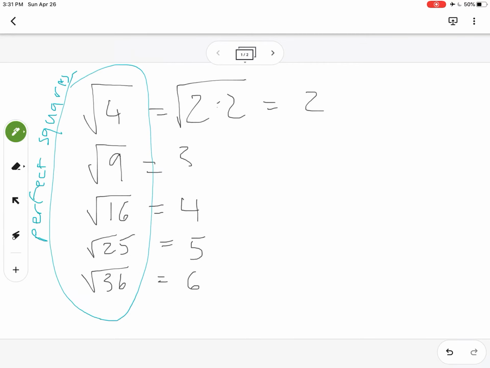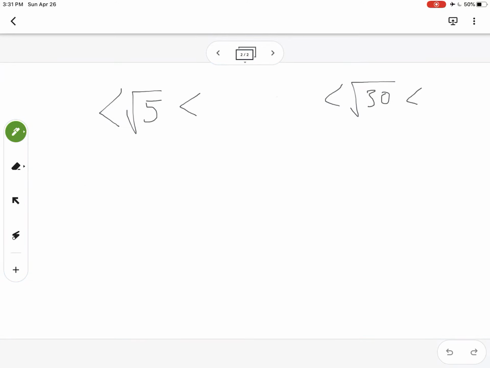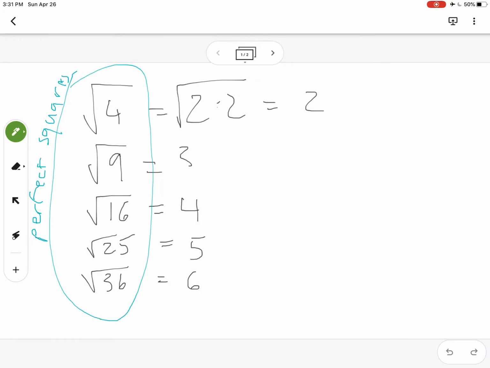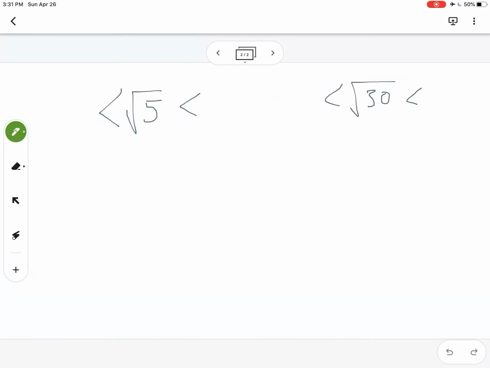So let's look at this next page here. On here I put some not perfect squares, so look at square root of 5. If we go back to this, square root of 5 is not in here, but we can figure out what it's between. It's bigger than 4, but it's smaller than 9. So somewhere in here we have the square root of 5. It's between 2 and 3, because 2 is the square root of 4, 3 is the square root of 9, and the square root of 5 is in between those two square roots. Therefore, it's between those two whole numbers.